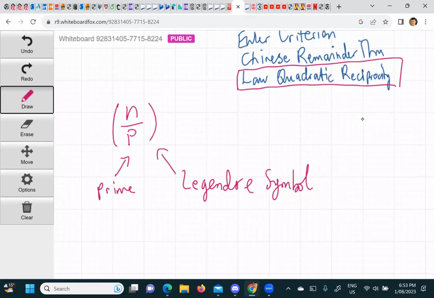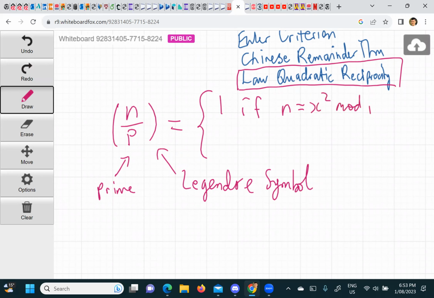So the Legendre symbol tells you whether n is a square mod p or not. The output is 1 if n is a square mod p, so if n equals some x squared mod p for some x.